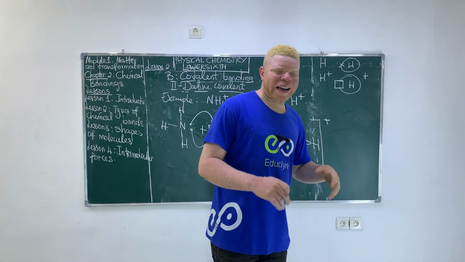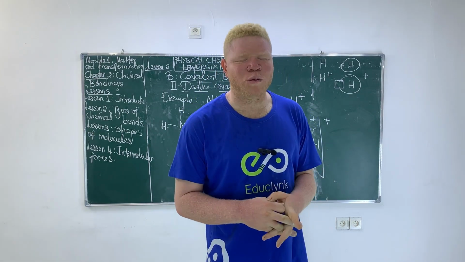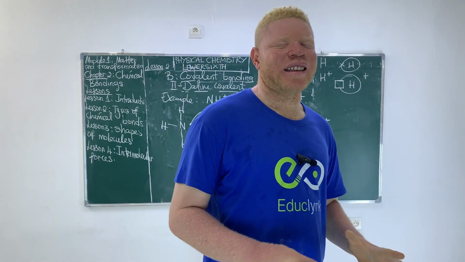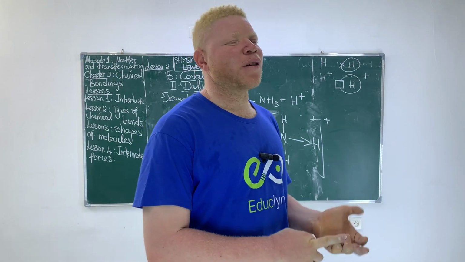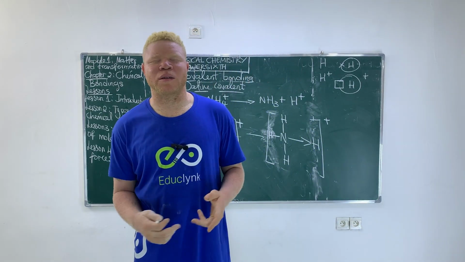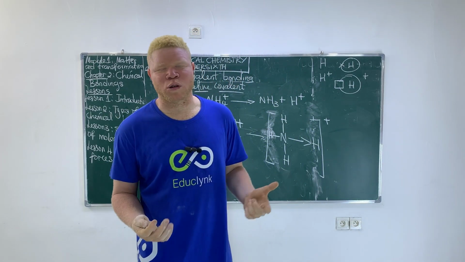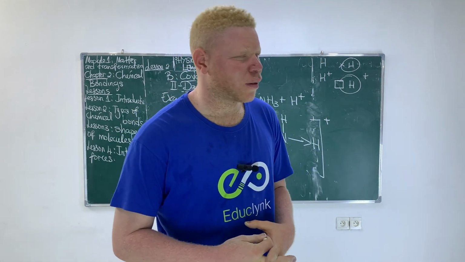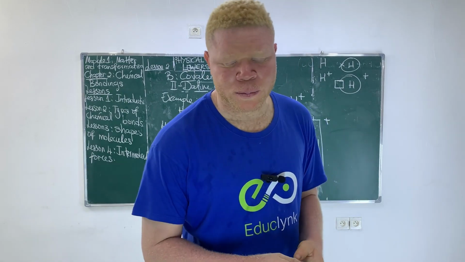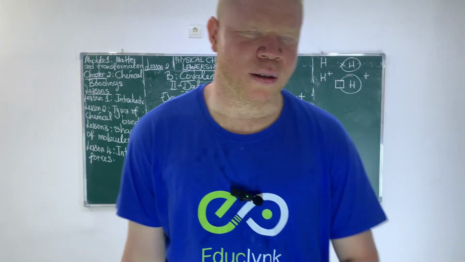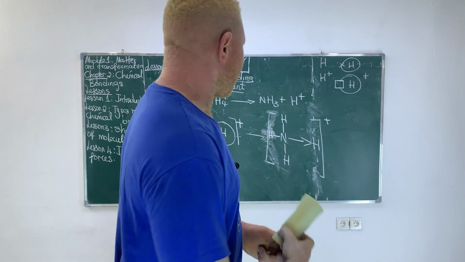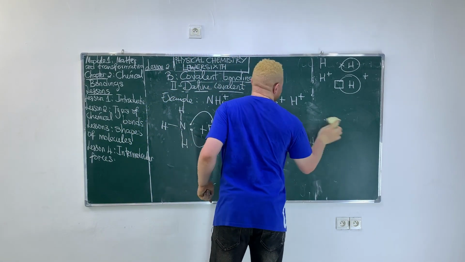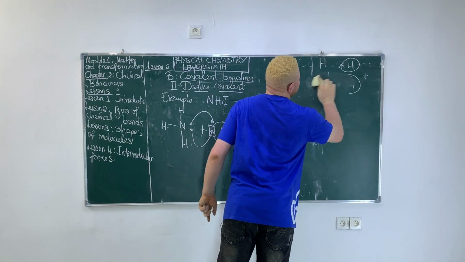Now we're going to see our last type of chemical bond, which is a metallic bond. Because we said earlier that there are three main types of bonding: ionic bond, covalent bond, and metallic bond. Under covalent bond, we saw two types. We have simple covalent bond and dative covalent bond. Before we see our last type of chemical bonding, let's see the properties of covalent compounds first.